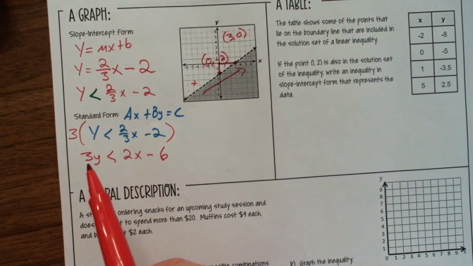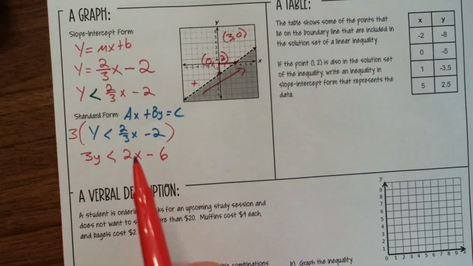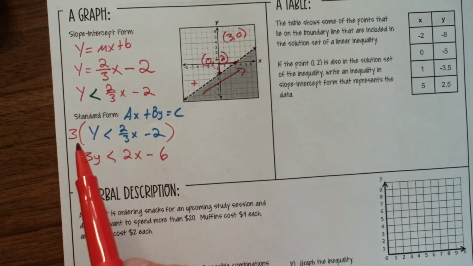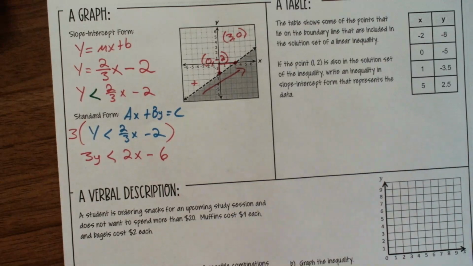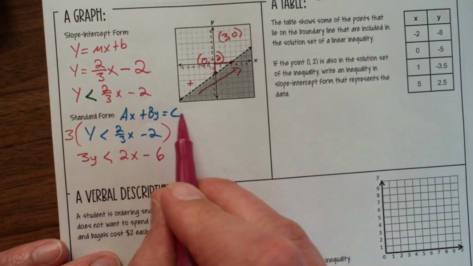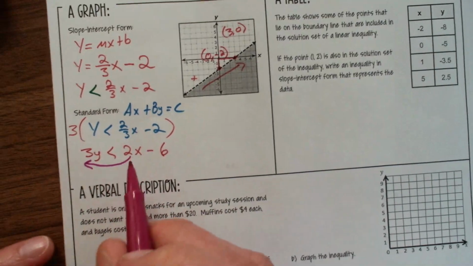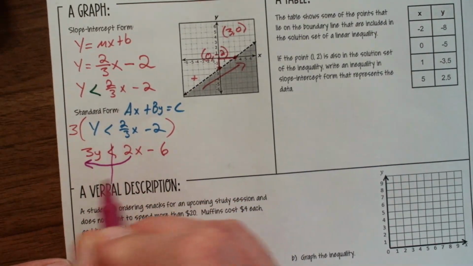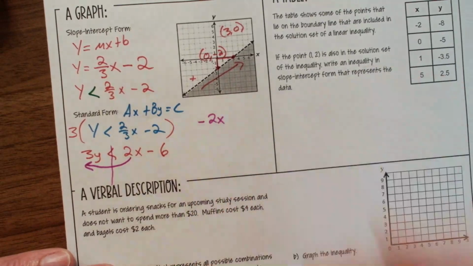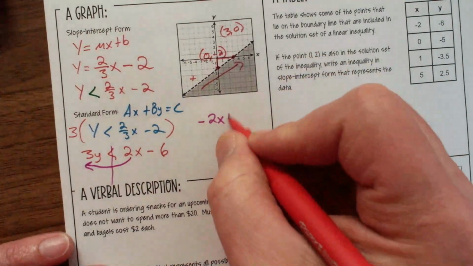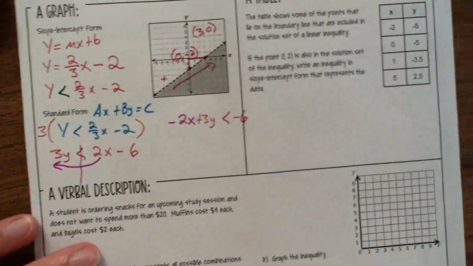3 times y is 3y. 3 times 2/3 x becomes 2x. It eliminates the denominator, which is what I want. 3 times -2 becomes -6. Okay. Step number 2. Remember, it's ax plus by equals c. So I need to move this x value over. And when I move that x value over, it's crossing the sign. So as soon as I move it, it becomes negative 2x plus 3y is less than -6.